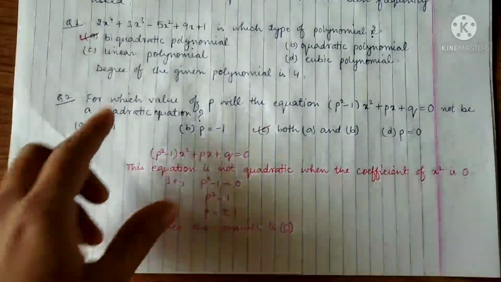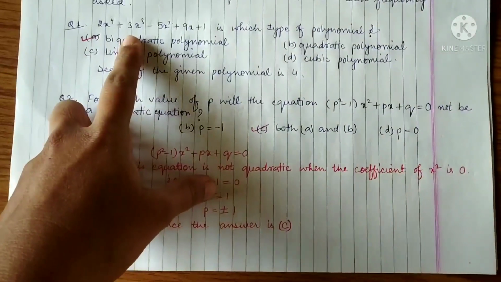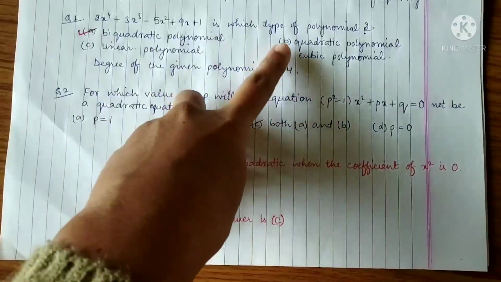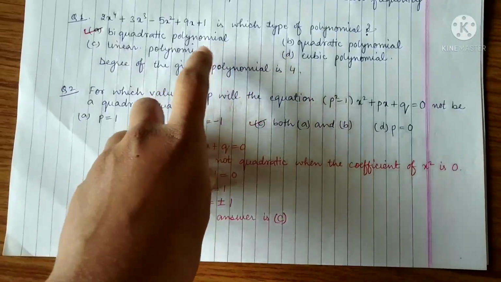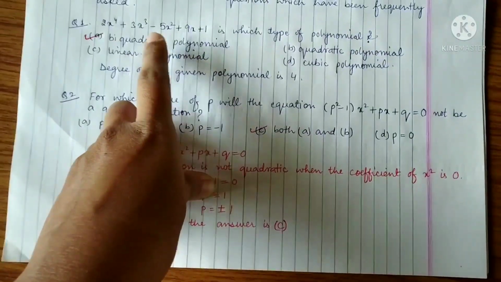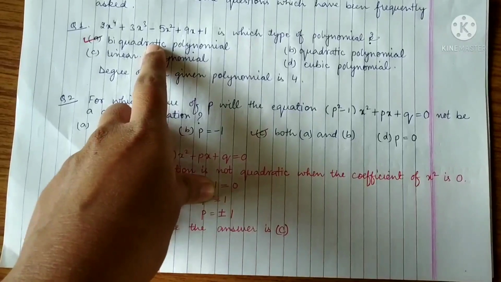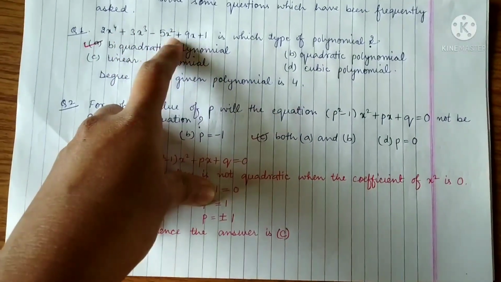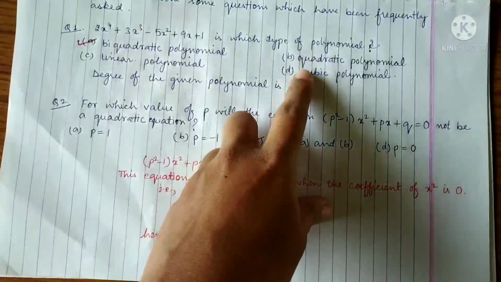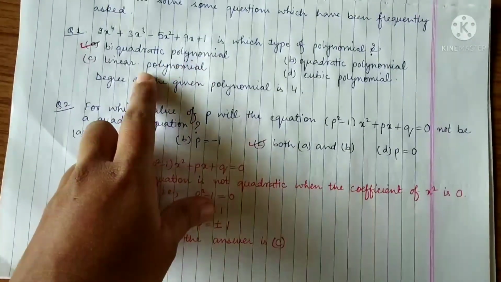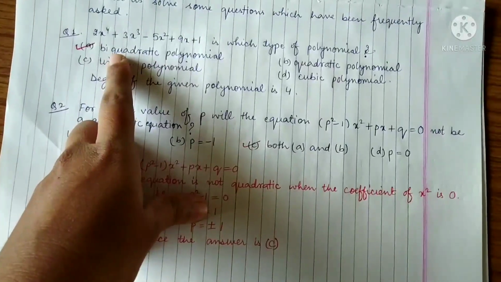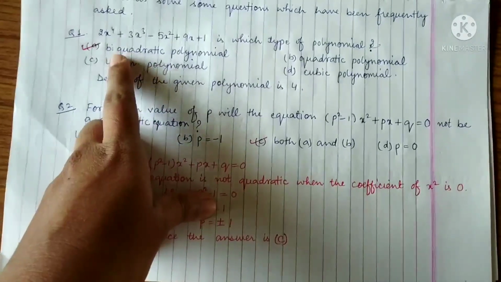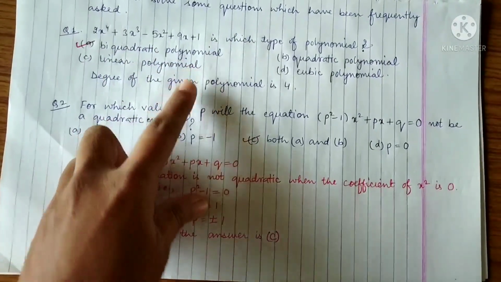For example, first question is 2x to the power 4 plus 3x cube minus 5x square plus 9x plus 1 is which type of polynomial? Can you tell me what is the highest power of the variable in this polynomial? Highest power of the variable in this polynomial is 4. So degree of this polynomial is 4. It cannot be quadratic, it cannot be cubic, it cannot be linear. It is a biquadratic polynomial, and a polynomial whose degree is 4 is known as biquadratic polynomial.